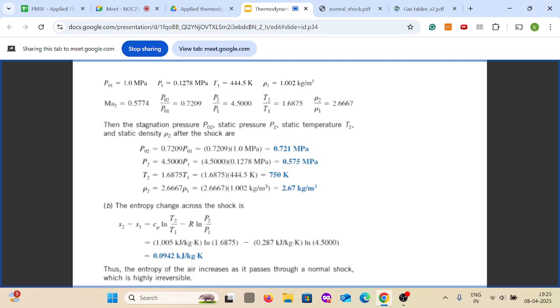So the entropy change across the shock is S2 minus S1, so Cp ln T2 by T1 minus R ln P2 by P1. So we have found T2 by T1 and P2 by P1 from the shock table. So we get 1.005 into ln 1.6875 minus 0.287 into ln 4.5, which comes out to be 0.0942 kilojoule per kg Kelvin. So thus the entropy of the air increases as it passes through a normal shock, which is highly irreversible.